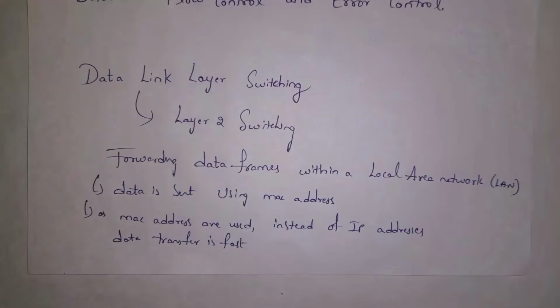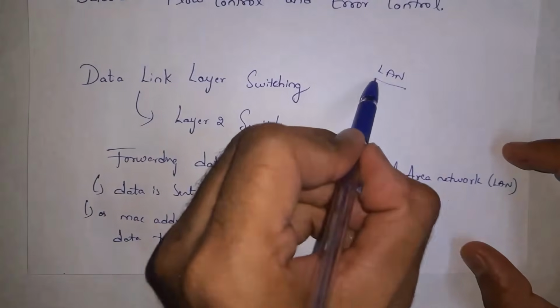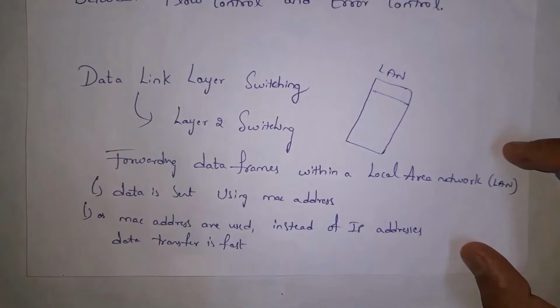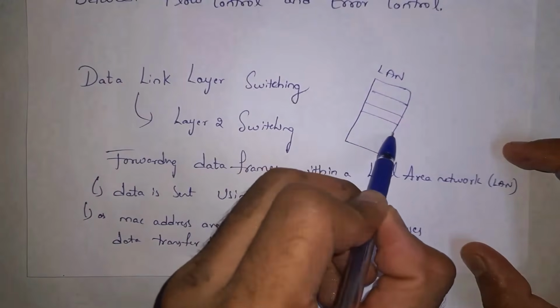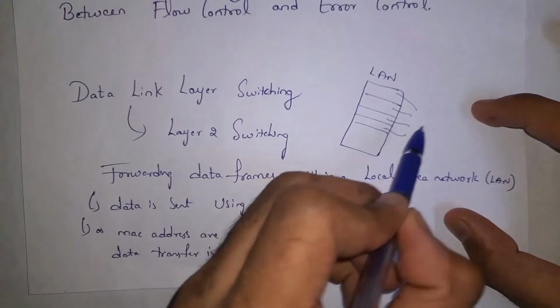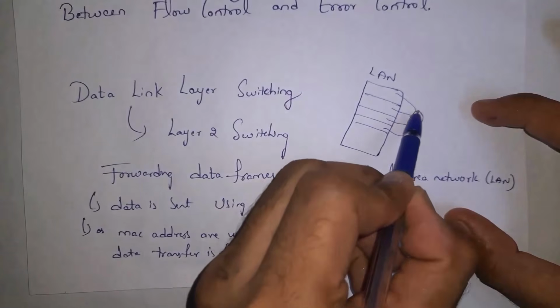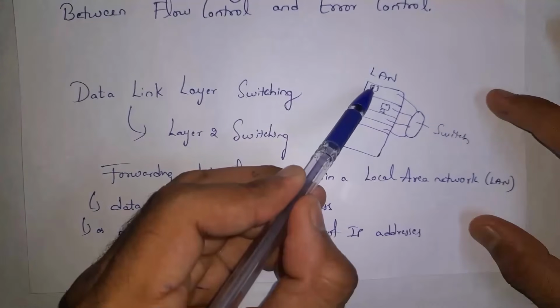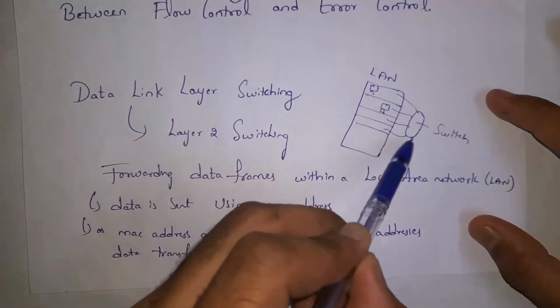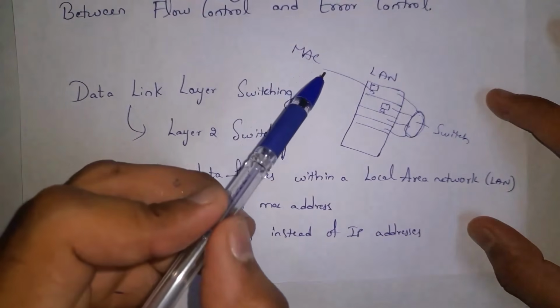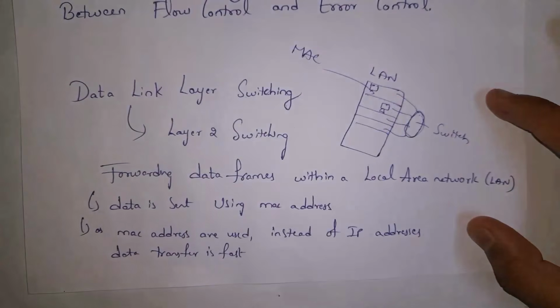So I will explain what is data link layer switching. For example, let us say there is a college building. This college building is considered as a local area network. In each and every floor of the college building, there are multiple computers, and all these computers are connected by using a switch. Whenever one computer wants to send data to another computer in the local area network by using the switch, each and every computer contains a MAC address. By using those MAC addresses, devices can communicate with each other.